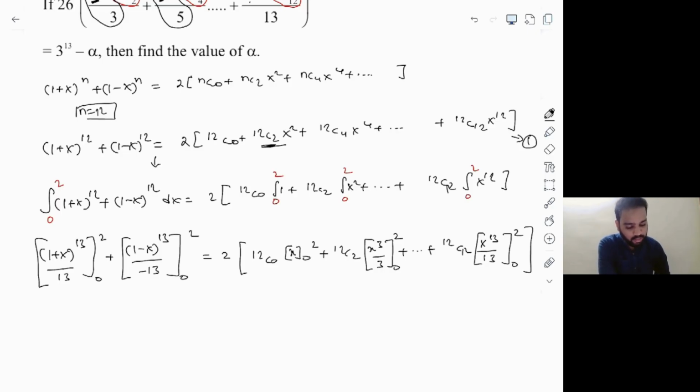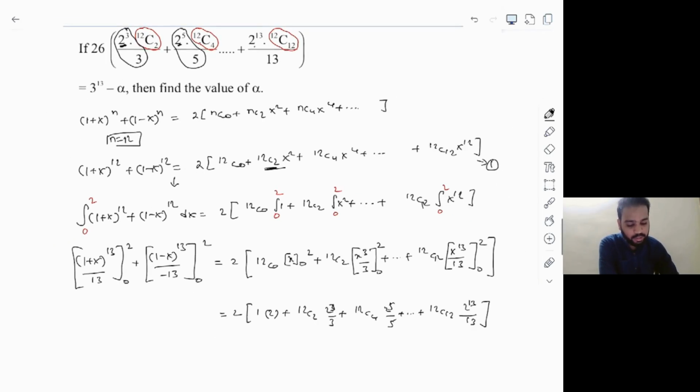Now I think you understood the main logic here, because if you look at the right hand side part, this is 2 into 12c0 is 1, and x substituting 0 to 2 will give you 2, plus 12c2 multiplied by, when you put the limits here, this becomes 2 cube divided by 3, and next term obviously becomes 12c4 into 2 power 5 by 5, and then so on up. If you look at the last term, it is going to be 12c12 multiplied by 2 to the power of 13 divided by 13.